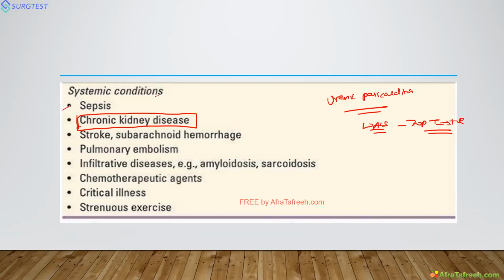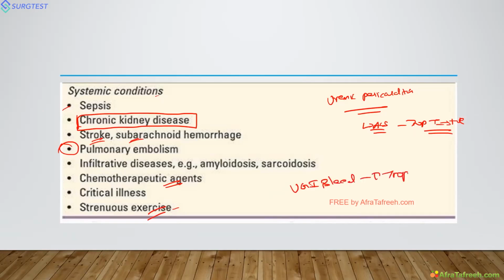Then sepsis, very important. Then stroke, any neurological damage also causes this. Then pulmonary embolism, which I already discussed. Then chemotherapeutic agents, and even strenuous physiological causes, strenuous exercise, also cause an increase in troponin. Another main cause is UGI bleed. UGI bleed also causes increase in troponin.